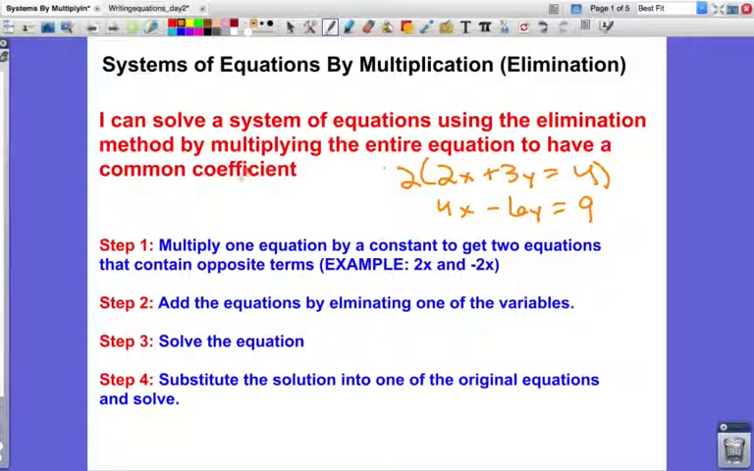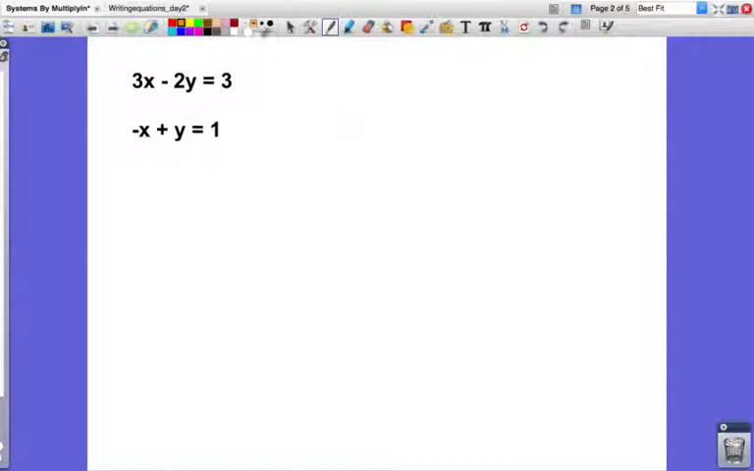And I will show you another example of that right now, much slower. Okay, so here's my system. I have 3x minus 2y equals 3. I also have negative x plus y equals 1. Right away, there's nothing I can eliminate if I combine these two equations. But I notice I have a negative 2y and a positive y right here, and I also have a positive 3x and a negative x.